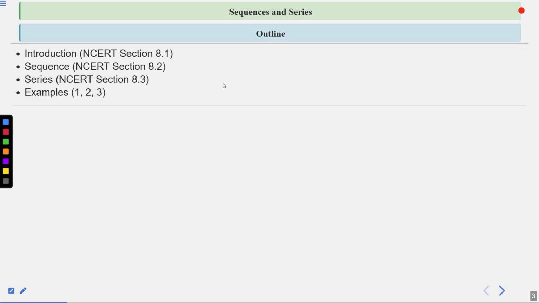Now, as I have told earlier, we are going to discuss the introduction, how these sequences and series are relevant in the mathematics branch, and how we define our sequences. We are going to see some examples, and then series. What do we mean by series in mathematical terms? We are going to see some examples related to both sequences and series.